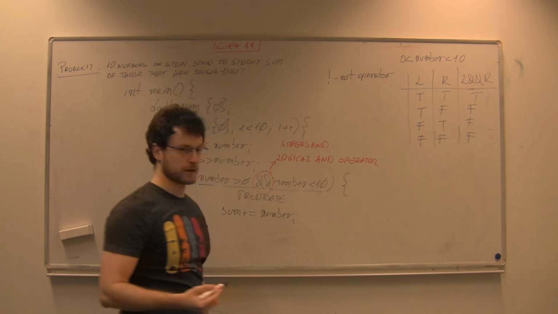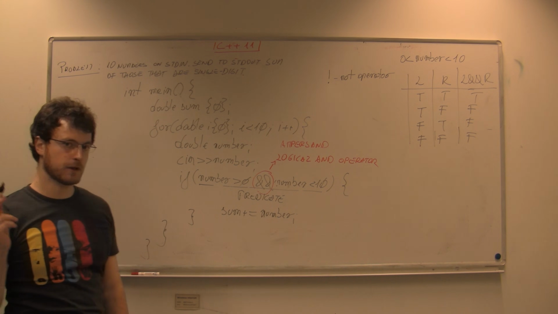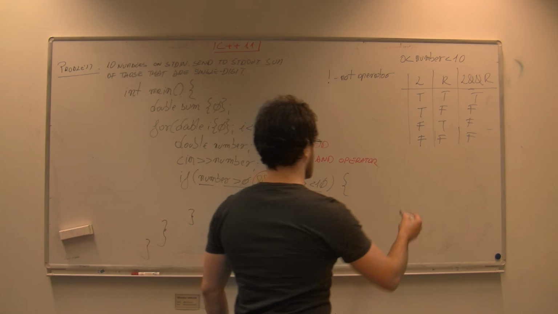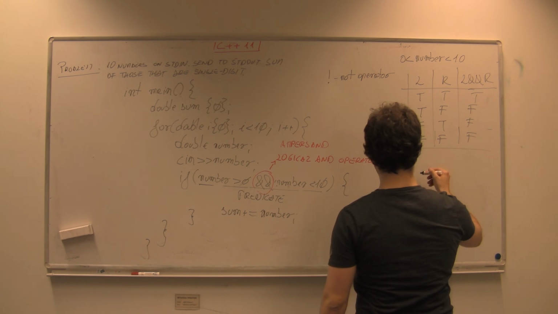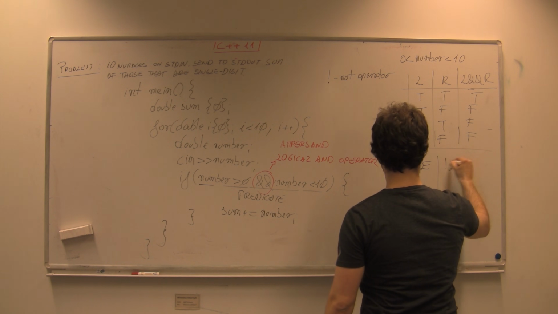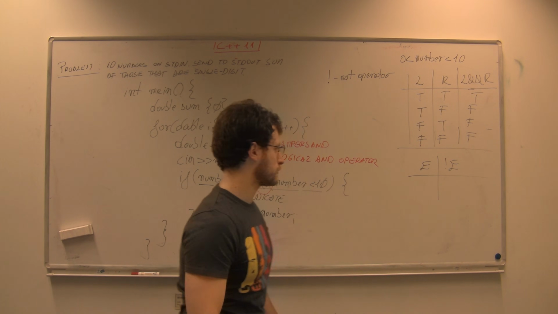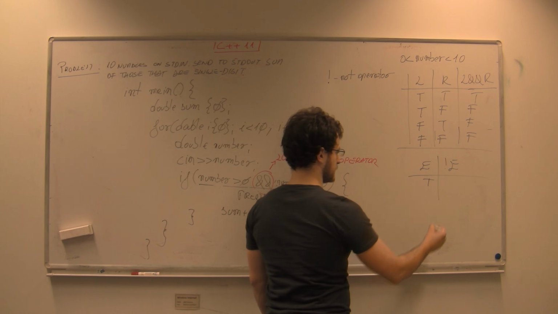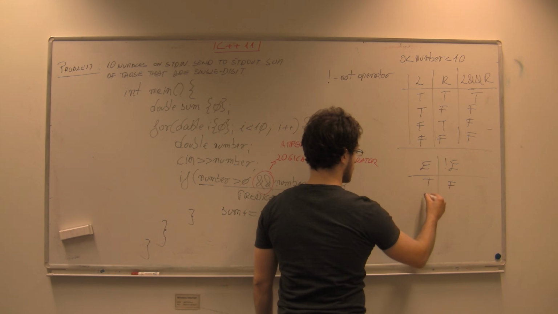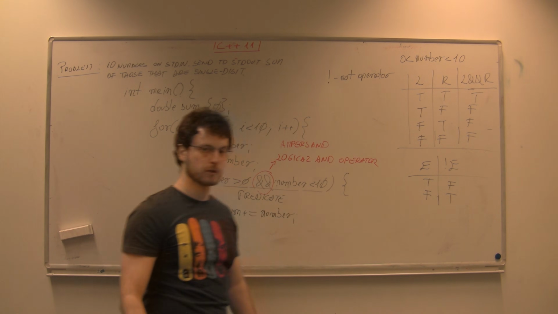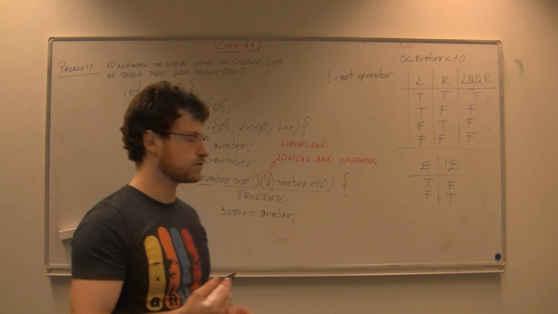The not operator is a unary operator. It operates only on a single expression. So the table for the not operator would be, let's call this expression, and this the application of the operator on expression. If the expression is true, when we apply the not operator, it will be false. And if the expression is false, after application, it will be true. So it just inverts truth value.